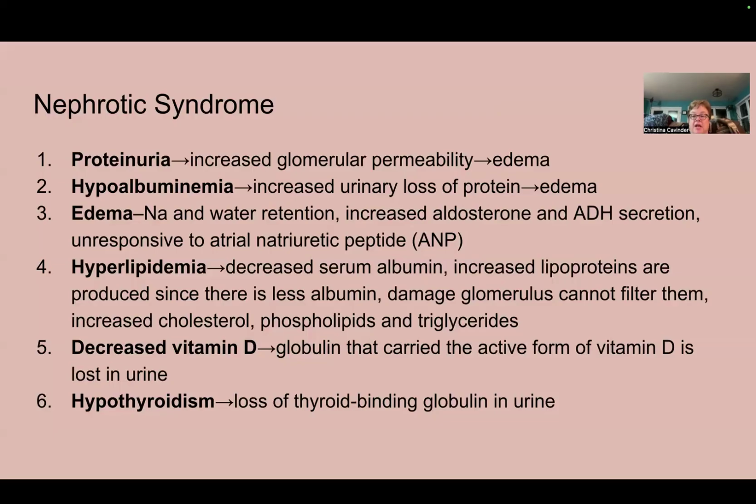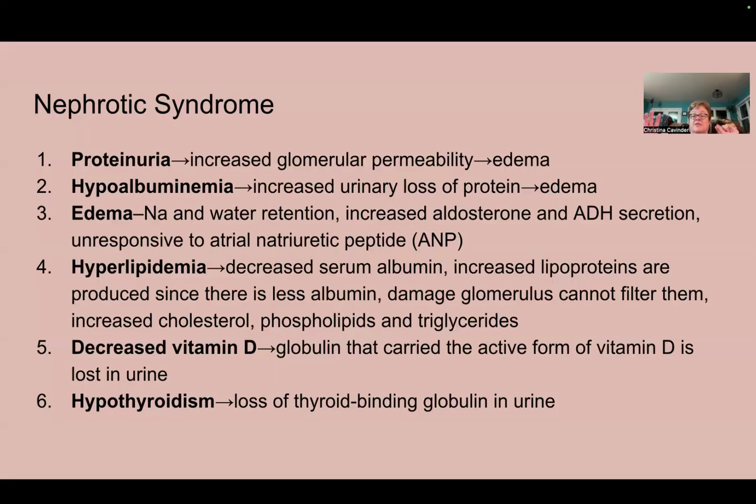Because you don't have the serum albumin, increased lipoproteins are produced. If you don't have the albumin, then the liver is going to make those lipoproteins. And those lipoproteins are not healthy. They will block your vessels. They will cause damage to the glomerulus because they can't filter through. It will increase your cholesterol levels, your phospholipids, and your triglycerides. So it can do some serious damage to your heart.